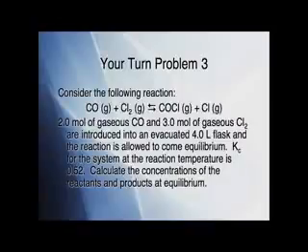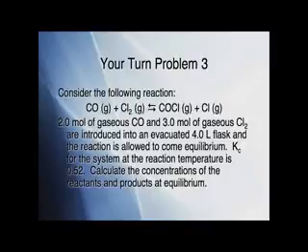Let's try one more problem. Consider this reaction: CO plus Cl2 will yield COCl plus Cl. Now, we have 2 moles of gaseous CO and 3 moles of gaseous Cl2 introduced into an evacuated 4-liter flask, and the reaction is allowed to come to equilibrium. Kc for the system at the reaction temperature is 0.52. Calculate the concentrations of the reactants and products at equilibrium.